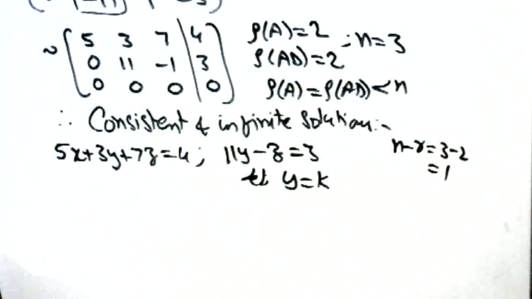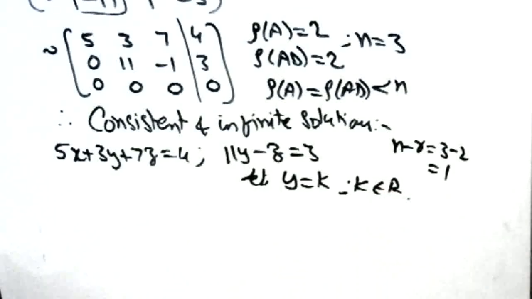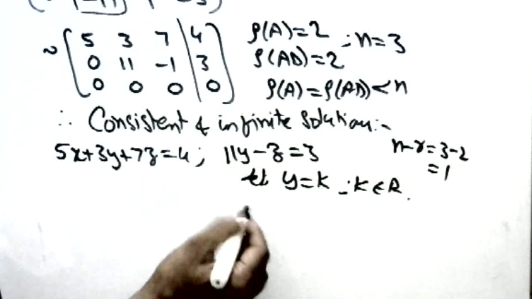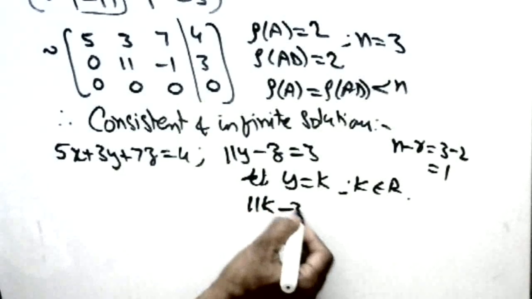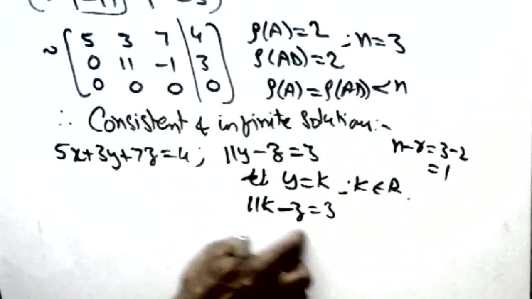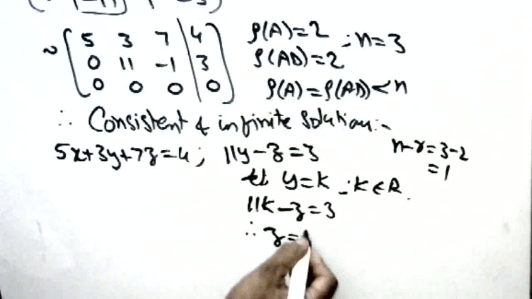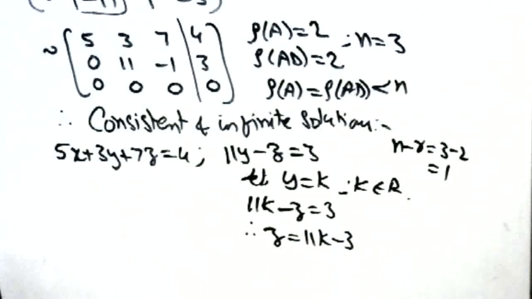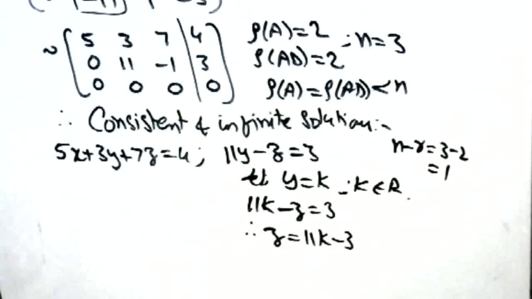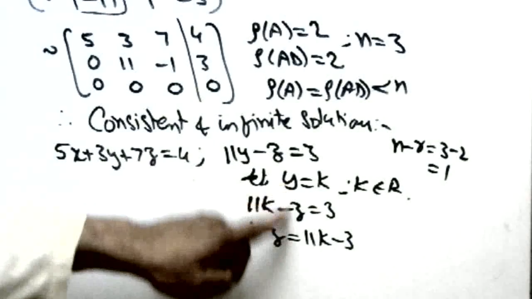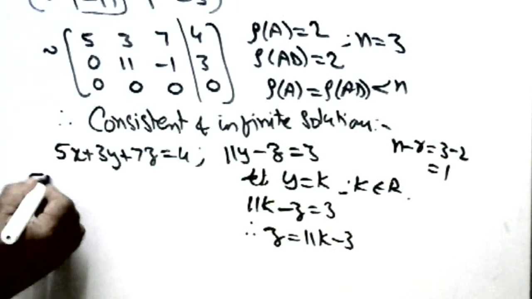Let y equals k. k belongs to any real numbers. Substitute here, 11 into k, since we have taken y as k, minus z equals 3. Now bring this minus z here, bring this 3 here, therefore we get z equals 11k minus 3. So we got y equals k and z equals 11k minus 3. Now let me substitute these two values here. We'll get the value of x.